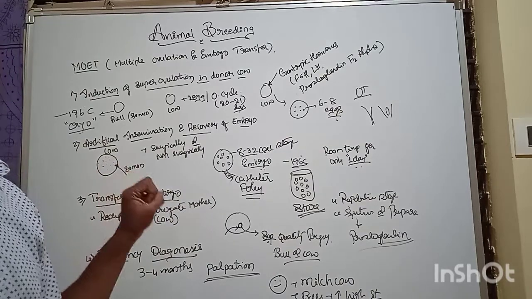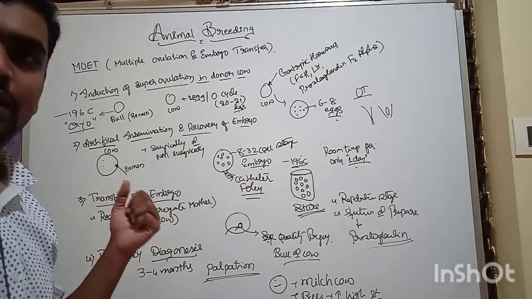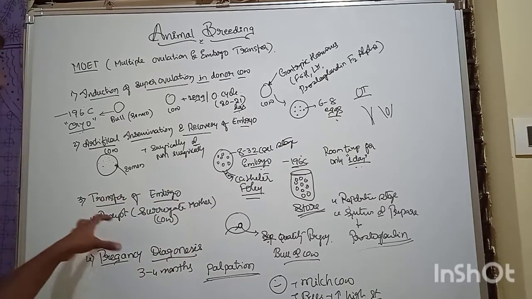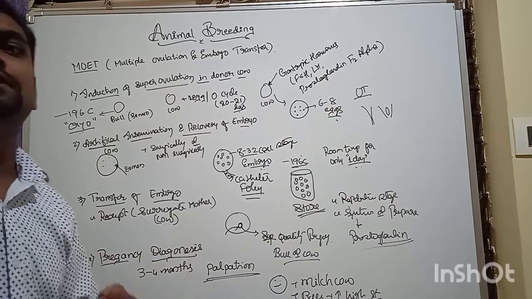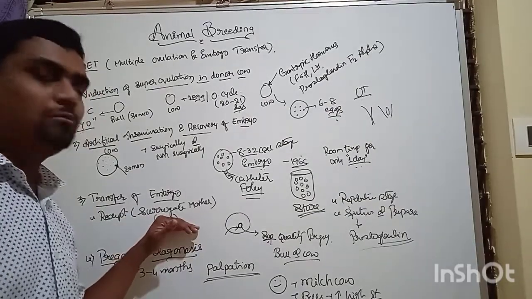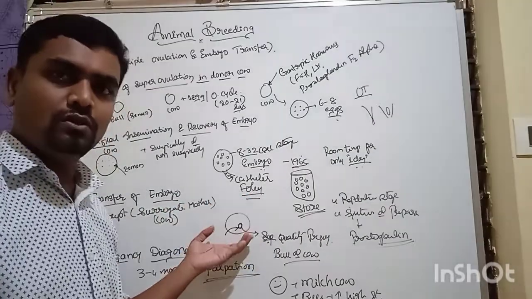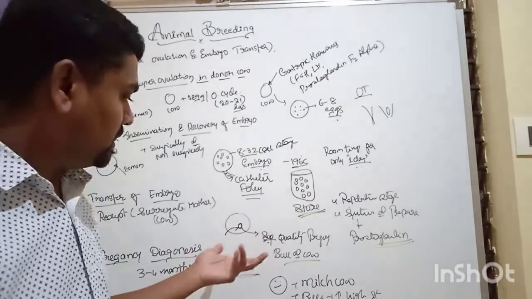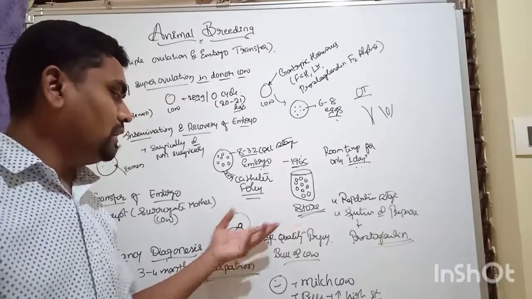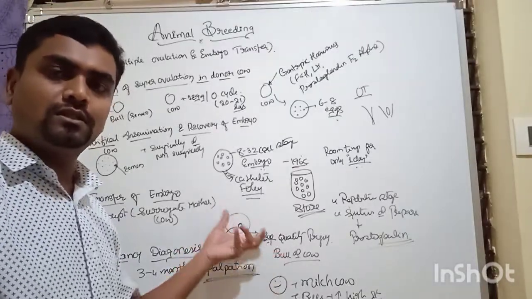How will I collect? With the Foley catheter method, I'll collect the embryos and slowly transfer them into the preservation container. Then I'll look for the recipient. The recipient is nothing but the surrogate mother, which is a cow. I'll insert the embryos surgically or non-surgically. Then it slowly develops. This is the transfer of the embryos into the surrogate mother.